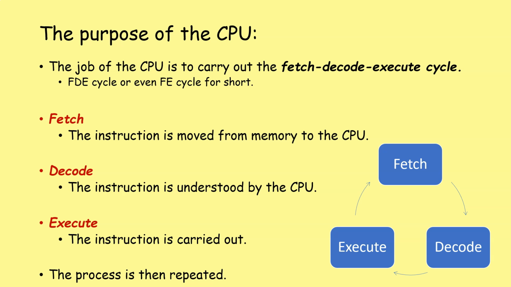The job of the CPU is to carry out the fetch, decode, execute cycle, sometimes shortened to FDE cycle or even FE cycle if you want to be really short. We have three stages. Fetch: the instruction is moved from memory, your RAM, to the CPU. Decode: the instruction is understood by the CPU. Execute: the instruction is carried out. The process is then repeated.